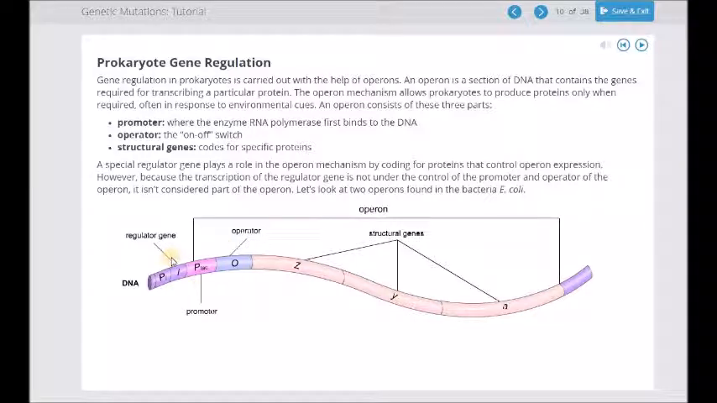But the regulator gene is the one that says, okay, this is where we're going to decide whether we need it or not. Now, I know that's a little confusing, but like I said, just stick with us.